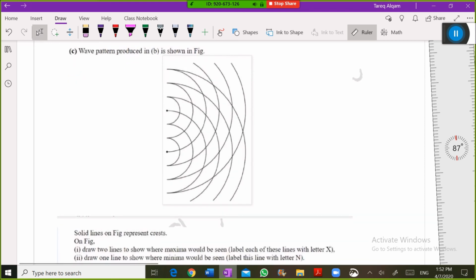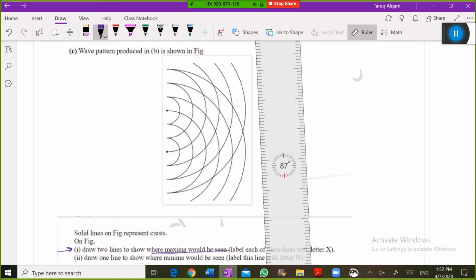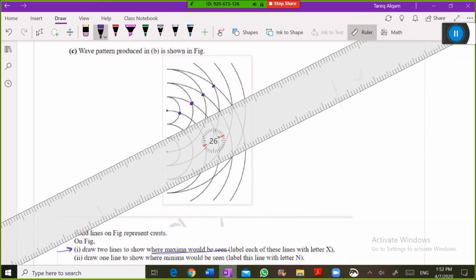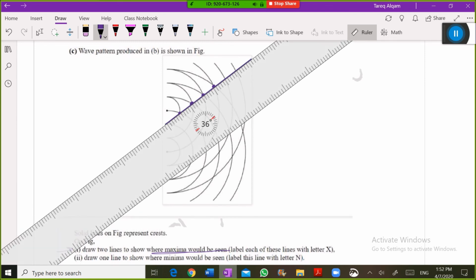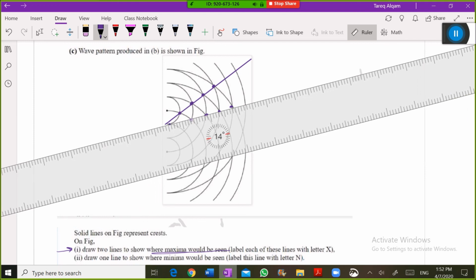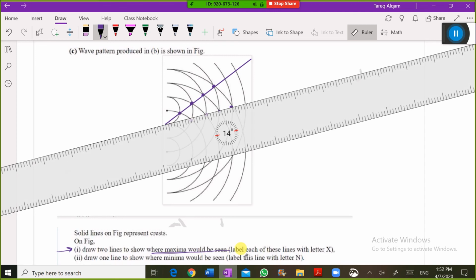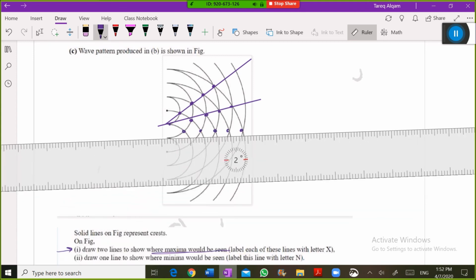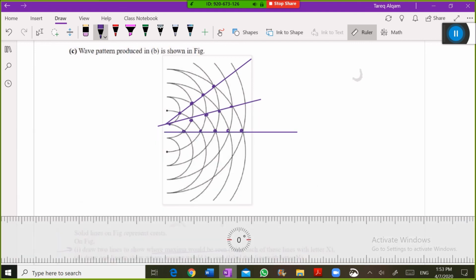Here we are asked to draw two lines to show where maxima would be seen. What do we do here? I bring the ruler and look at the points of intersection of the waves, like this, right? And these are the points of intersection. These points of intersection of the two waves will be constructive interference, or maxima. We are asked to label it as X.